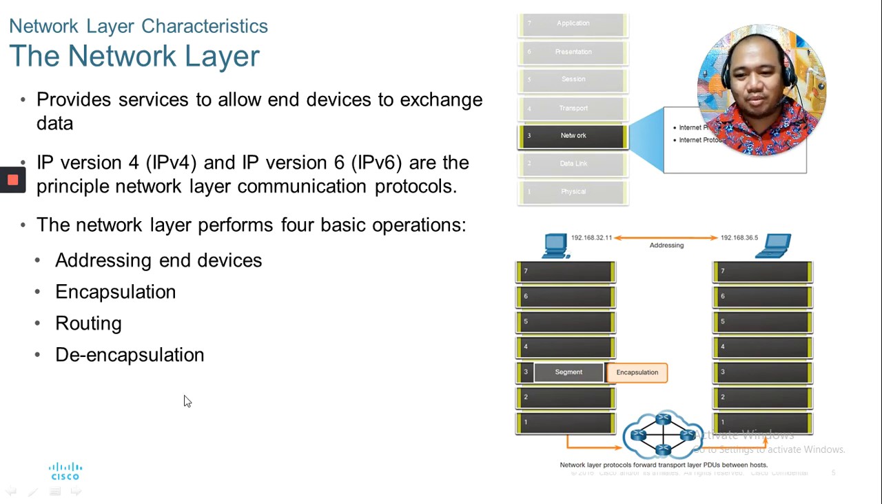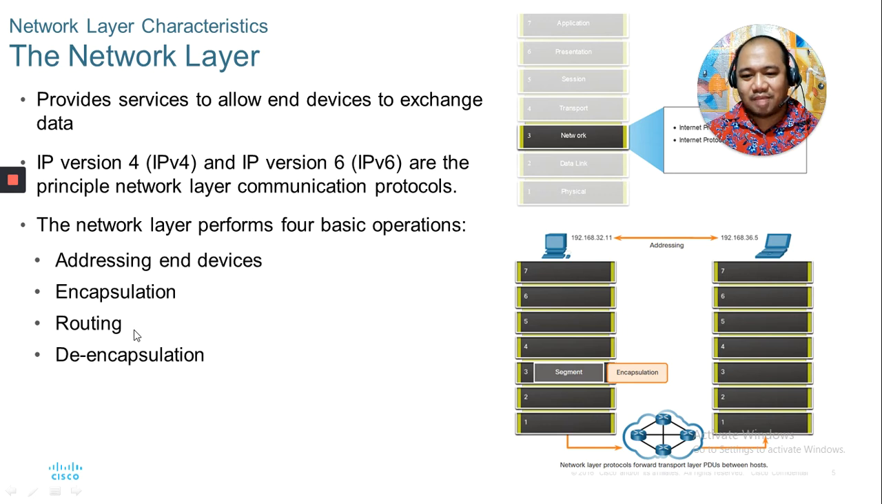So what are the basic operations of this layer? One is addressing end devices, because we are putting here the source and destination IP address. Encapsulation, wherein we are encapsulating the data segment, then the packet, downwards to the frame. That's the purpose of encapsulation. Routing, because we are using the IPv4 source and destination address to transmit the packet. So the router will look for the destination of this packet.